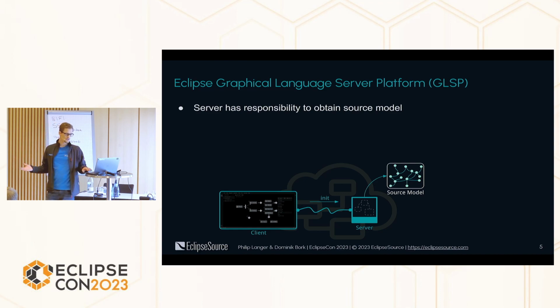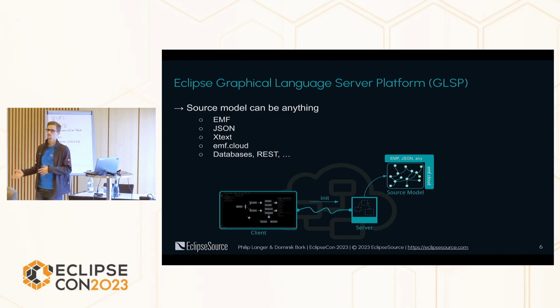This source model can be a file, it can be an EMF model, it can be a JSON file, it can be XText-based, or even a model server like EMF Cloud or a database or a REST API. It doesn't really matter, because that's the code that you need to provide anyway in order to specify how to load it. That being said, for the very popular choices like JSON and EMF, there is even better framework support out of the box so that you don't have to code so much yourself, but essentially you can choose here whatever you like.